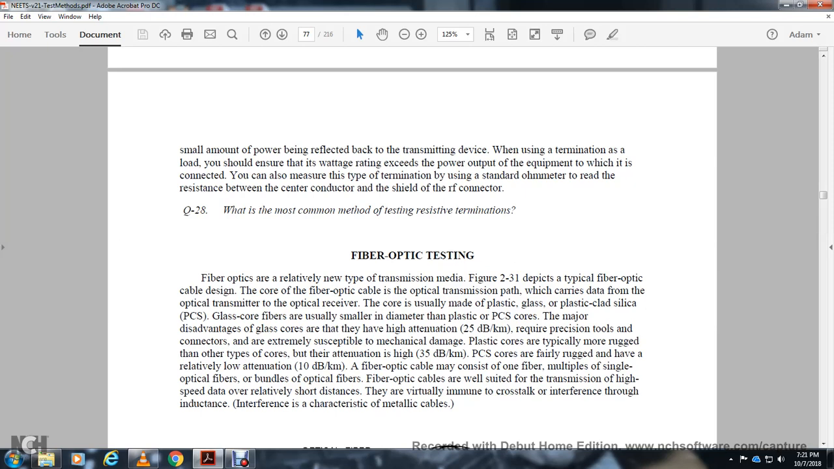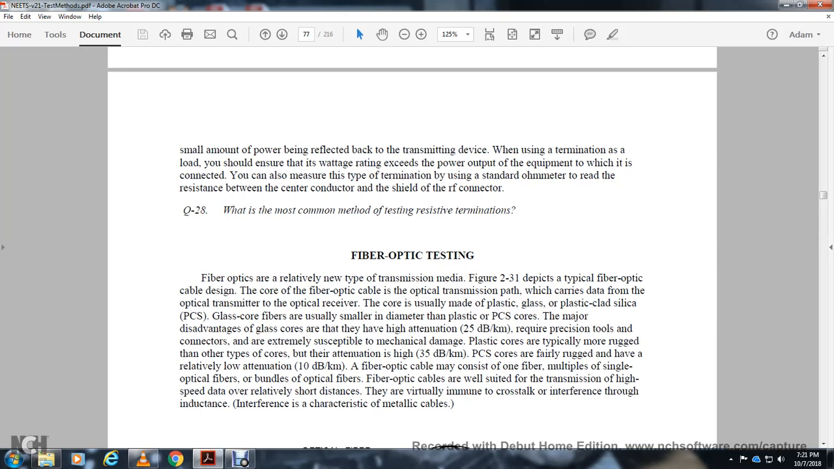Plastic clad silica cores are more common on the display, with the glass core having a high attenuation of 25 decibels per kilometer with precision connectors, and being extremely susceptible to mechanical damage. The plastic core is typically more rugged than the other types of core, with a high attenuation of 35 decibels per kilometer. The plastic clad silica core is fairly rugged and has a relatively low attenuation of 10 decibels per kilometer. A fiber optic cable may consist of one fiber or multiple single optical fibers.